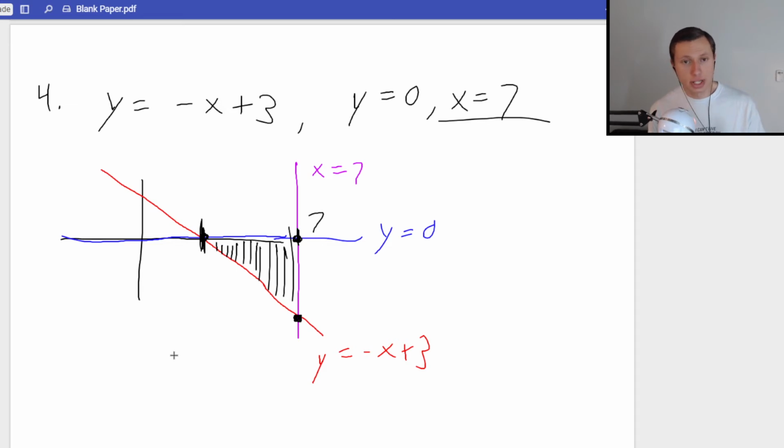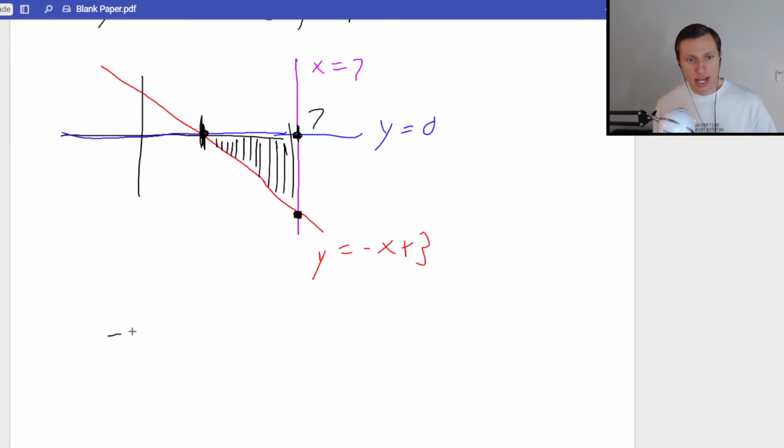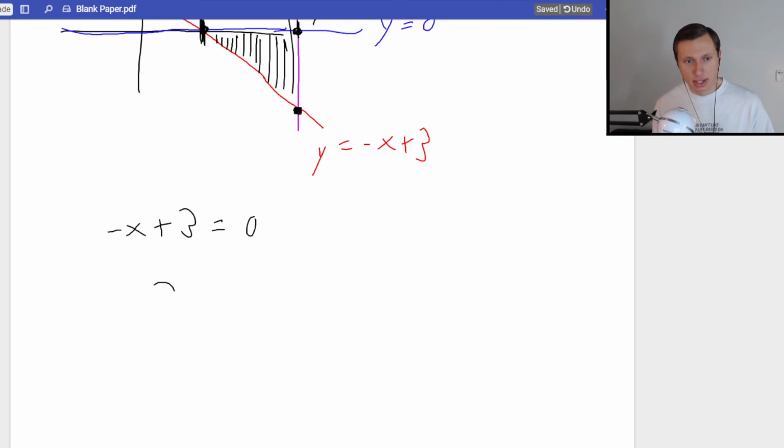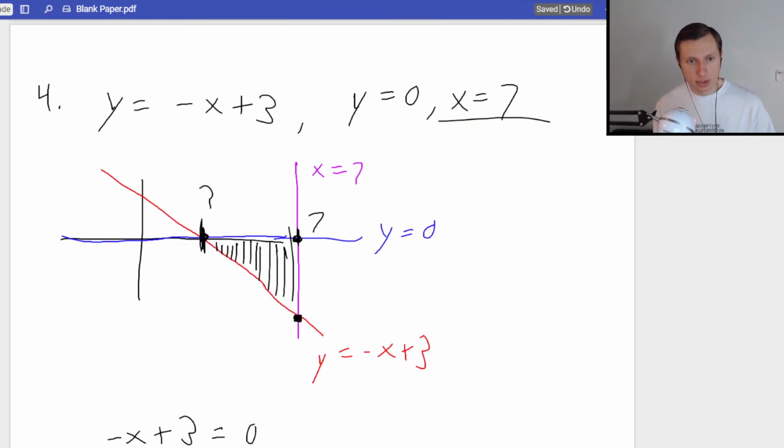Let's say you couldn't draw this, but they give you x equals 7 or x equals whatever. I'll show you what to do, but don't set them equal to each other. So here's what we do. We set the y's equal to each other for sure. Negative x plus 3 equals 0. This is actually the easiest case we've seen tonight. 3 equals x.